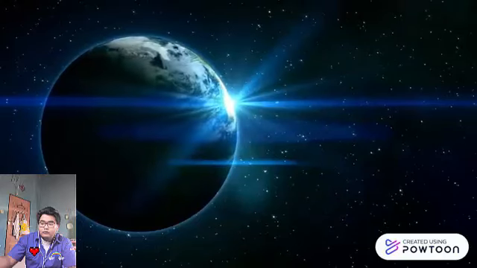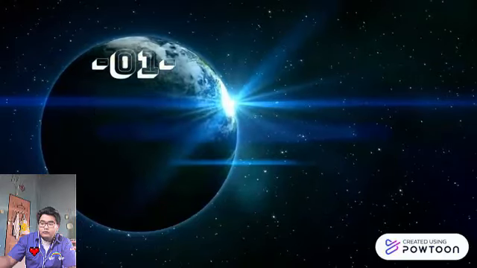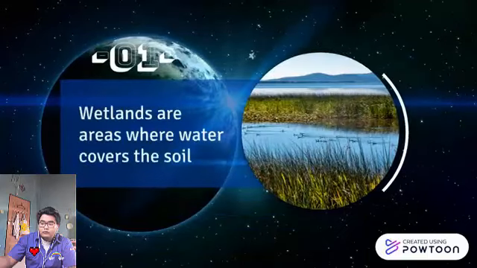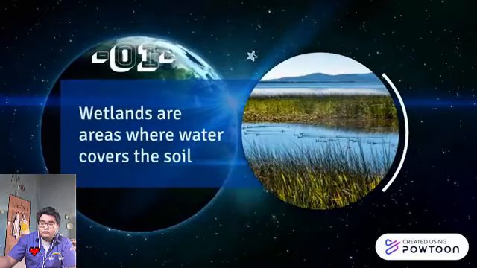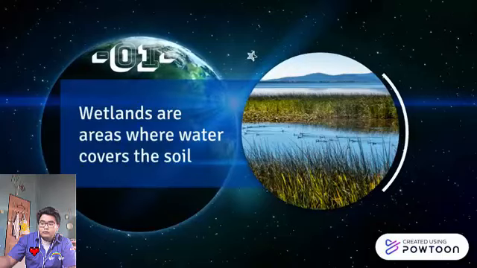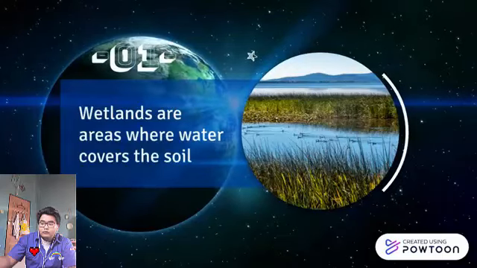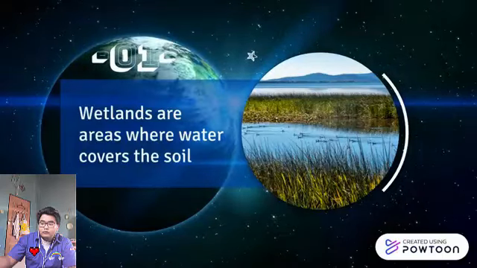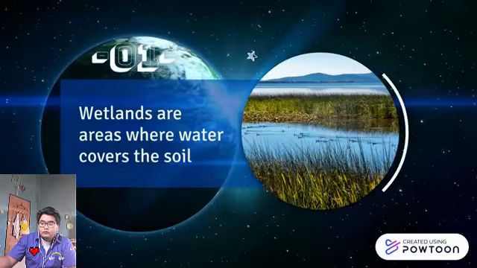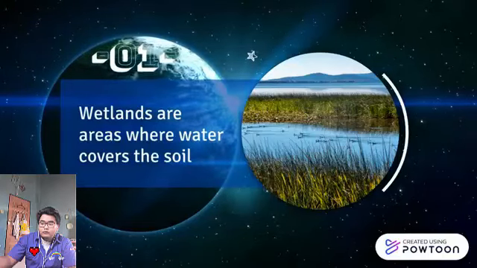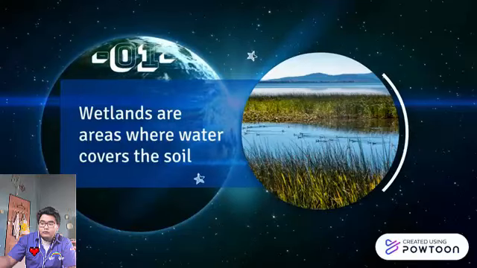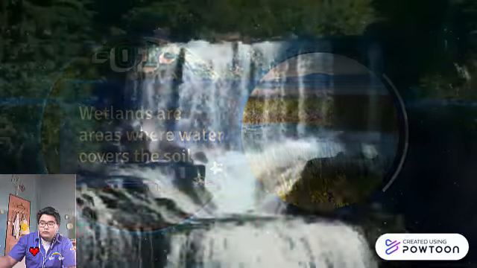First of all, let's take a look at the definition of wetland. Wetlands are areas where water covers the soil all year or for varying periods of time during the year. Wetlands vary widely because of differences in soils, topography, climate, hydrology, water chemistry, and vegetation.